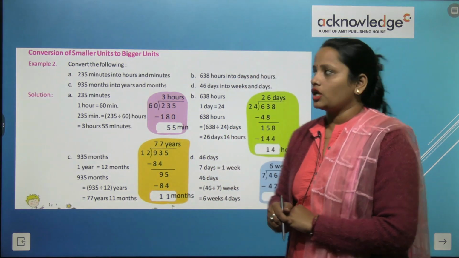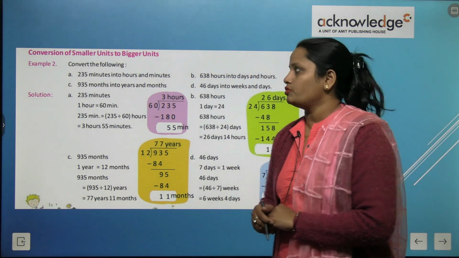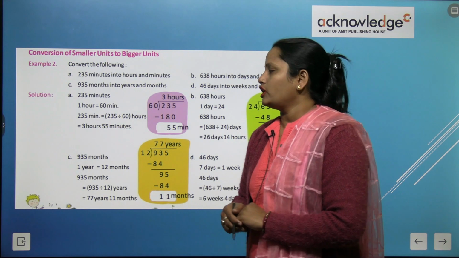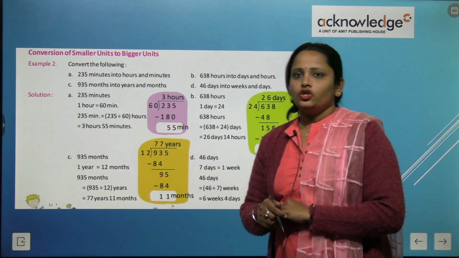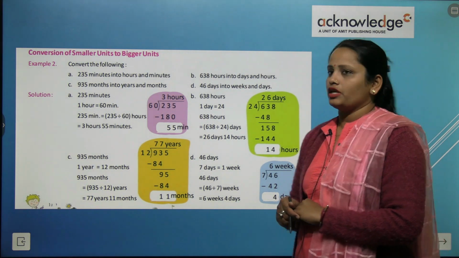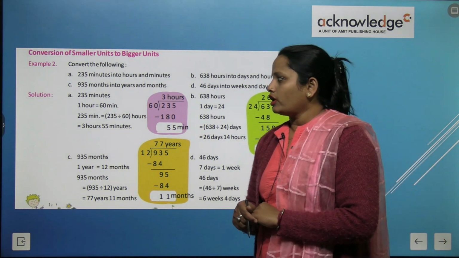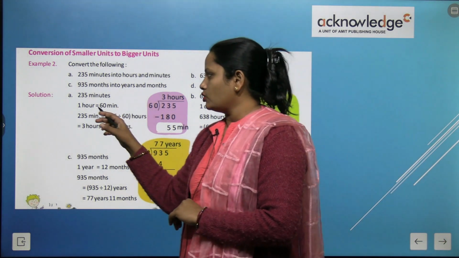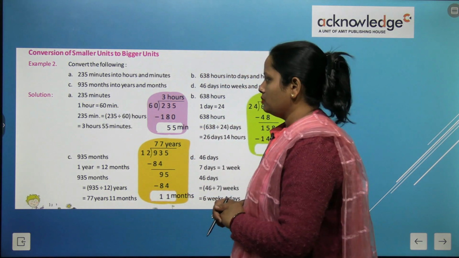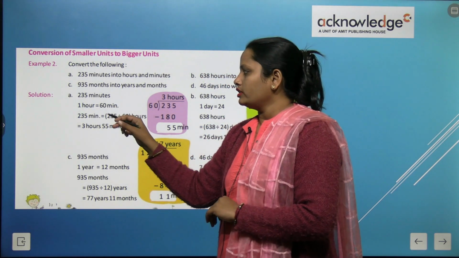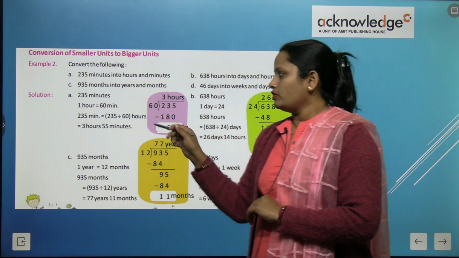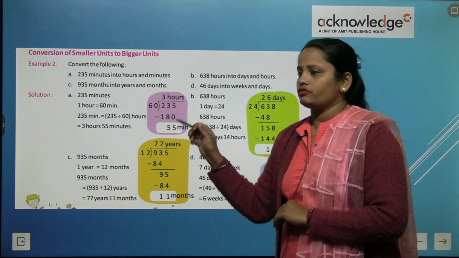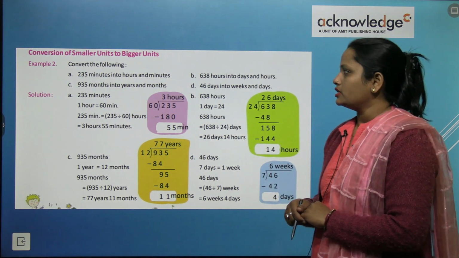Now let's learn the conversion of smaller units to bigger units. So here we have to convert 235 minutes into hours and minutes. 235 minutes को हम hour और minute में convert करेंगे. So for converting this, first let's know 1 hour is equal to 60 minutes. So here 235 minutes will be divided by 60. So we will get 3 hours and 55 minutes as the answer.